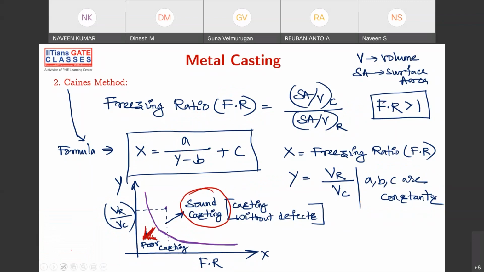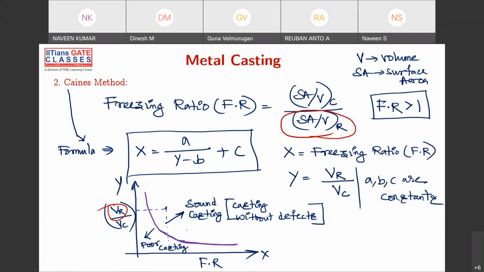So how can you use this, sir? Of course, we are designing a riser. How do I use this? What do you want to find? You want to find out the volume of the riser. The main motto is the volume of the riser.